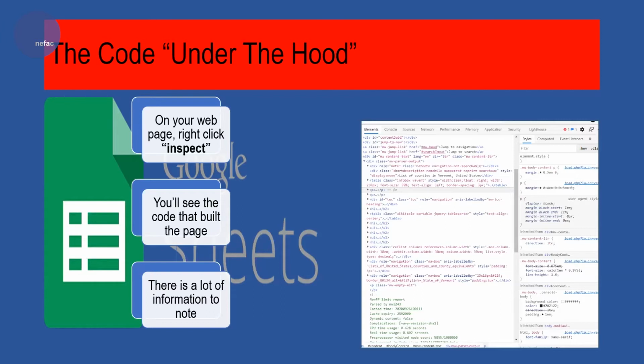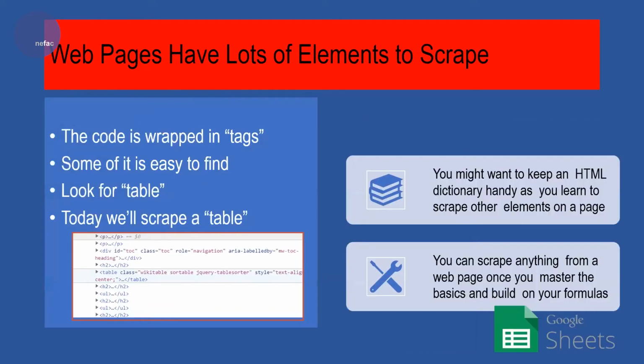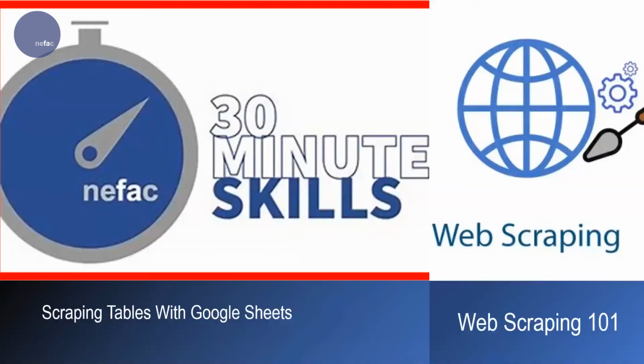To look at the underlying code, you can just right click on the web page, click inspect, and look around for what it is that you're going to be scraping. You might want to keep an HTML dictionary close by in case you need some definitions. The first thing we're going to scrape is a table, and you can see it right there in the code between the tags. And we're also going to scrape a list. So let's get started. We're going to scrape with Google Sheets.